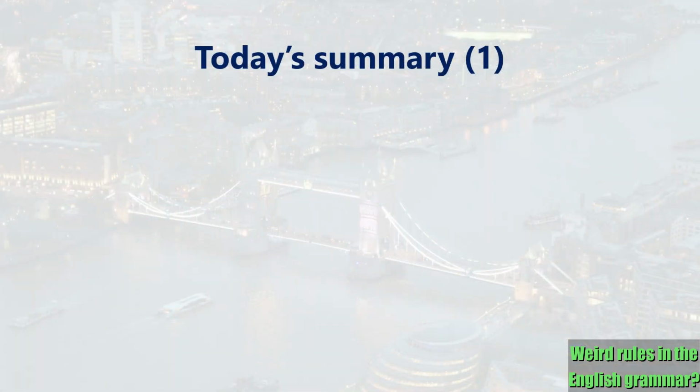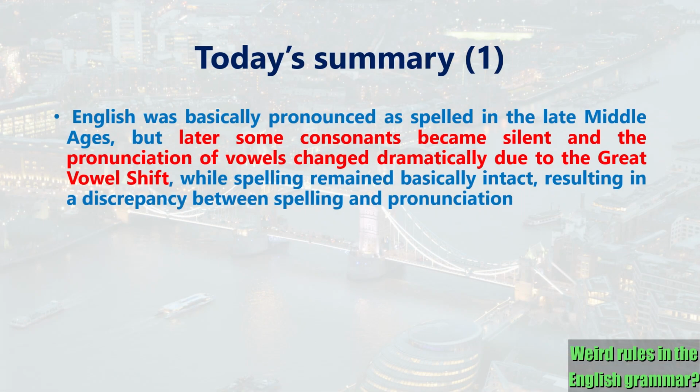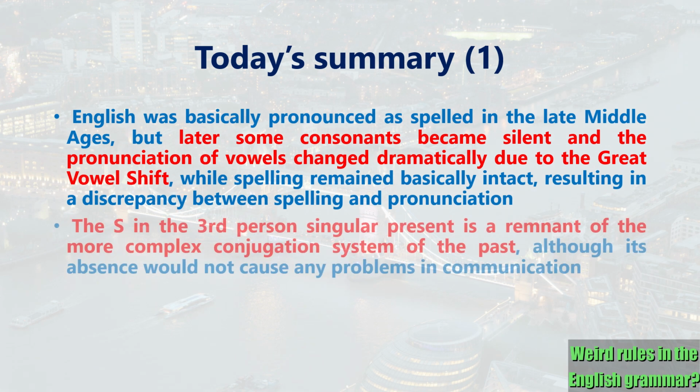Now, let's summarize what we've learned today. 1. English was basically pronounced as spelled in the late Middle Ages, but later some consonants became silent and the pronunciation of vowels changed dramatically due to the Great Vowel Shift, while spelling remained basically intact, resulting in a discrepancy between spelling and pronunciation. 2. The S in the third-person singular present is a remnant of the more complex conjugation system of the past, although its absence would not cause any problems in communication.